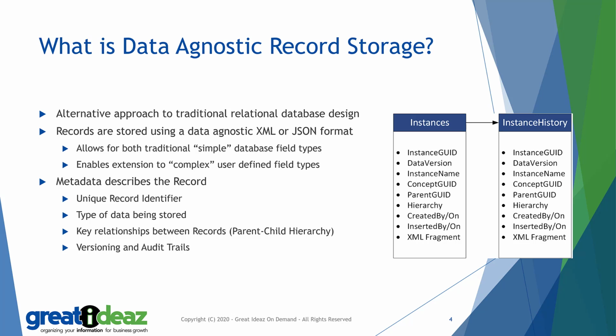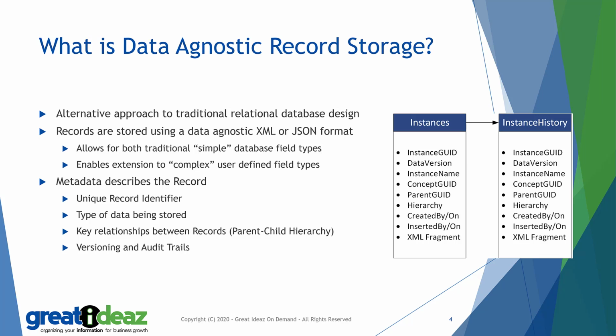An immediate advantage of our data agnostic record storage is that it is easy to extend it to include an instance history table. Each instance in the instances table is the current instance of the record. The data version field within the instances table is used to indicate the current version. So starting at 1, if we make a change, we have version 2, version 3, version 4, version 5, etc. And we only need to maintain the latest version of the record in the instances table.